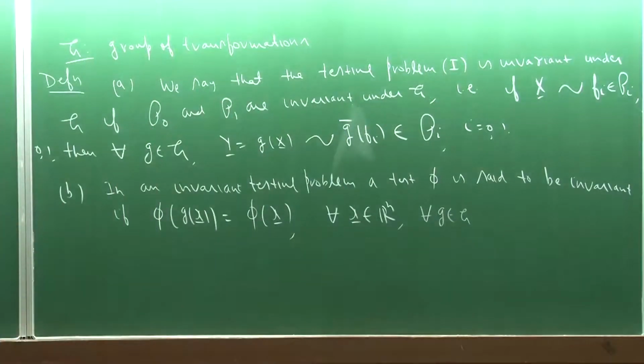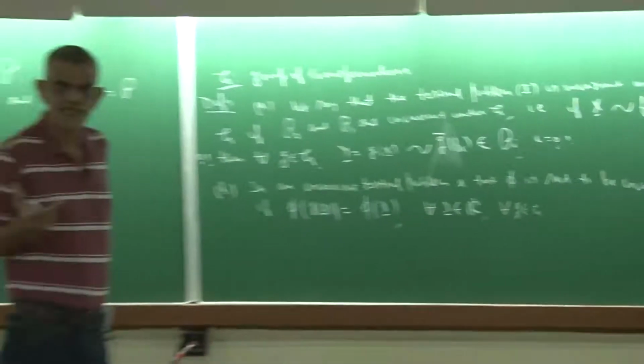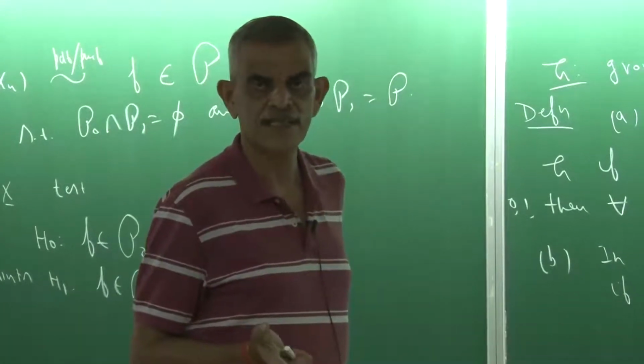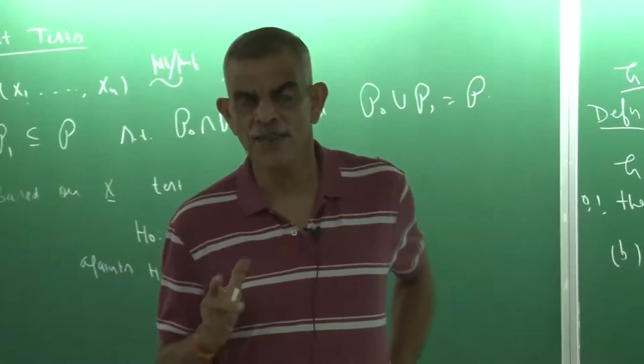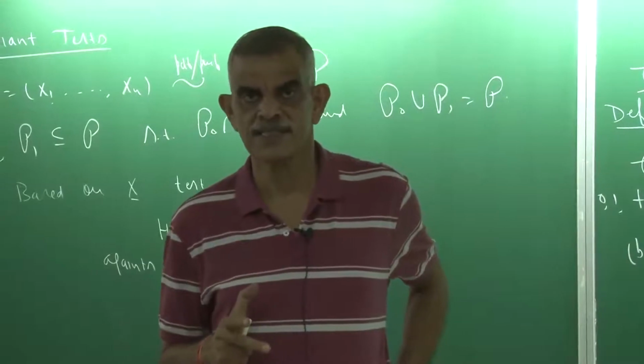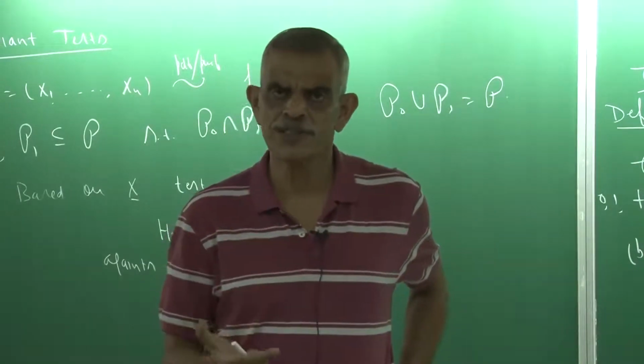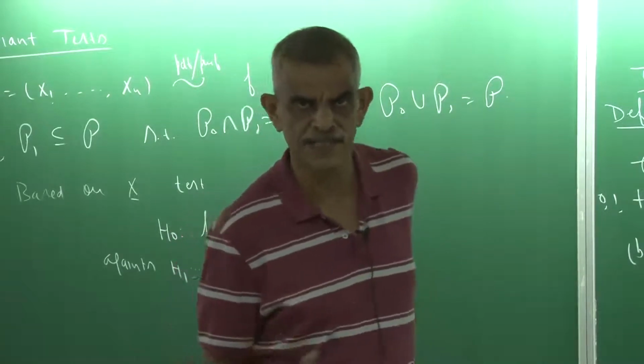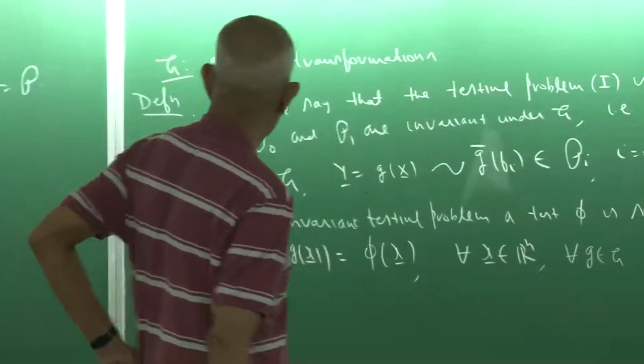Now what it says is, if your testing problem is invariant under G, the invariance principle suggests that I should restrict only to the class of invariant tests, and then try to find the best test among all invariant tests. So that leads to the concept of uniformly most powerful invariant test, or UMPI alpha test.